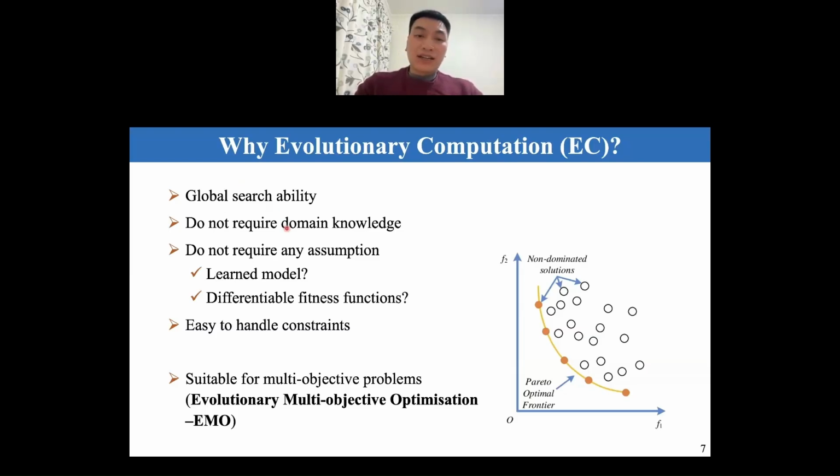The second one here is that for EC, we normally do not require any domain knowledge to do the optimization process. In fact, if you do have domain knowledge, it's very easy to inject such domain knowledge into EC search, and by doing that, it can effectively improve the search performance of EC, right? And the other thing is EC does not require any assumption, especially about the fitness function.